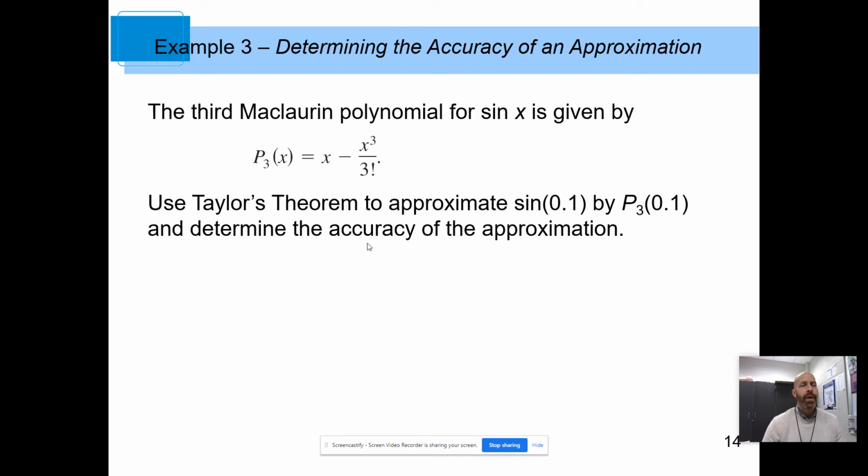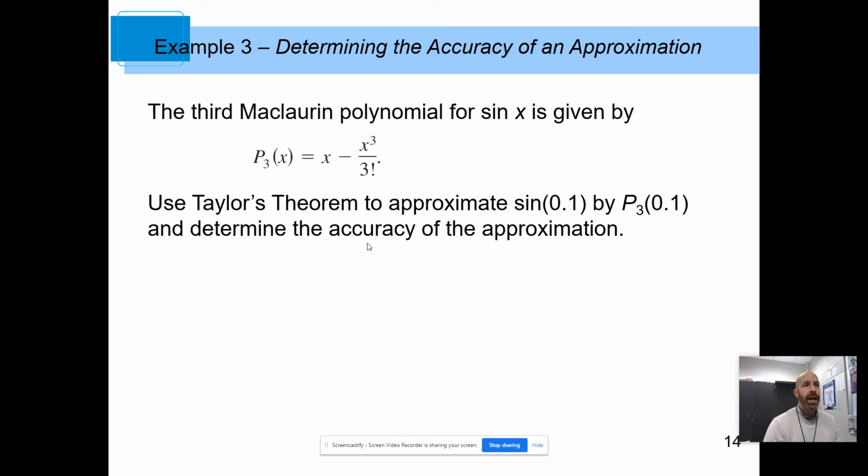The third Maclaurin polynomial for sine x is given by, so now we're talking about a new function. We're not talking about e to the x, we're talking about sine of x. And I'm telling you that the P sub 3, that is the n equal 3 Maclaurin polynomial for sine, turns out to be x minus x to the third over 3 factorial. Now, if you want, you could take the time to verify that, but you will find out that that is indeed the Maclaurin polynomial.